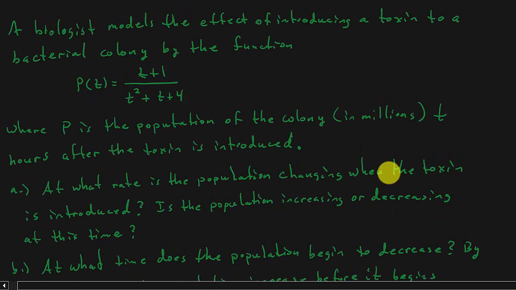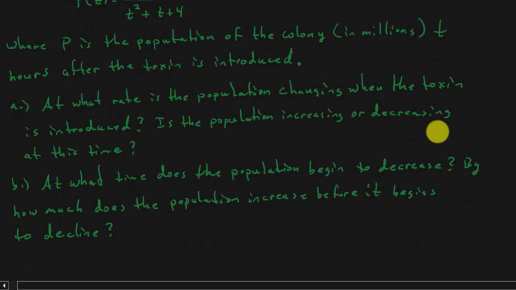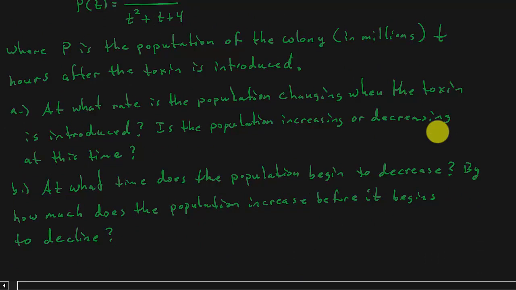So it says a biologist models the effect of introducing a toxin to a bacterial colony by the function, this function here, where P is the population of the colony in millions t hours after the toxin is introduced. At what rate is the population changing when the toxin is introduced? Is the population increasing or decreasing at this time? And at what time does the population begin to decrease? By how much does the population increase before it begins to decline?